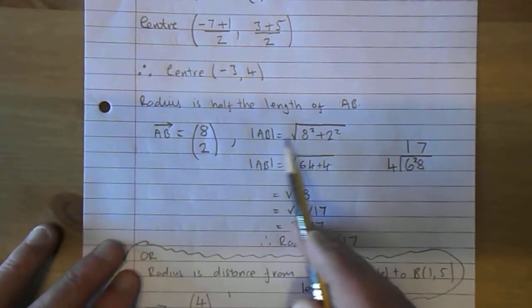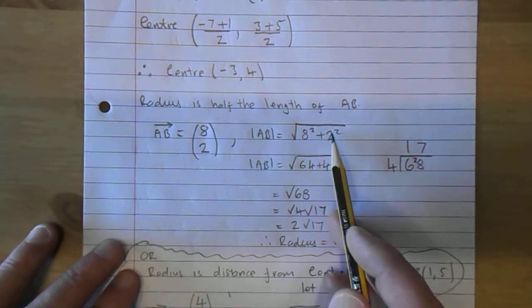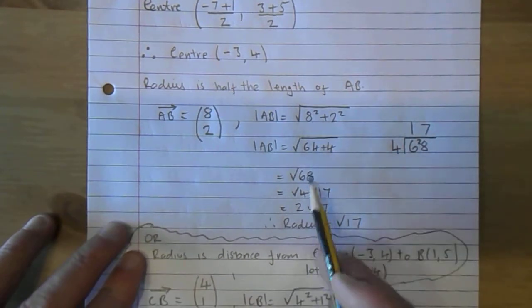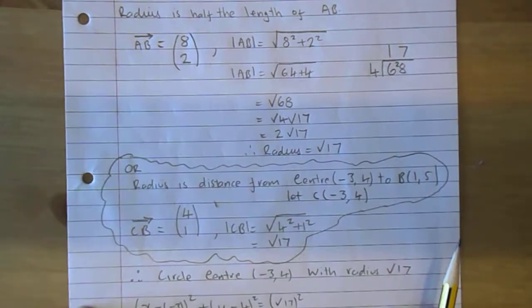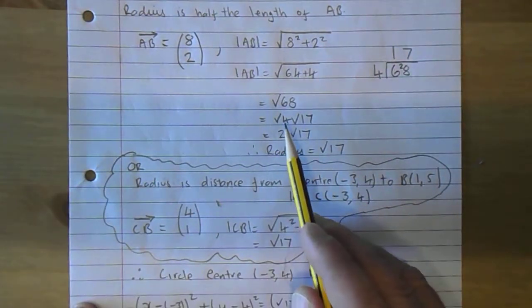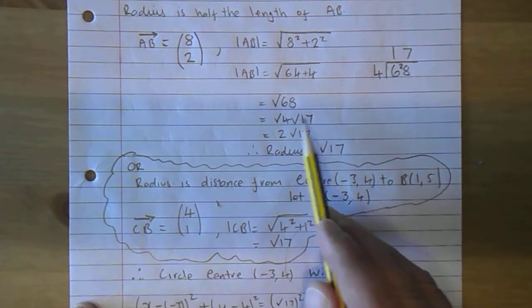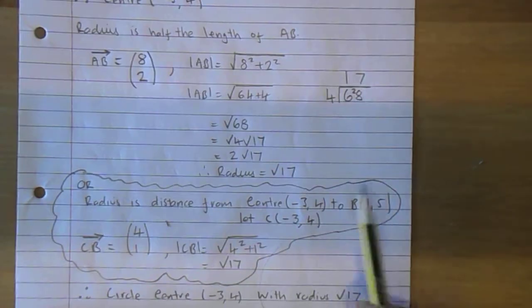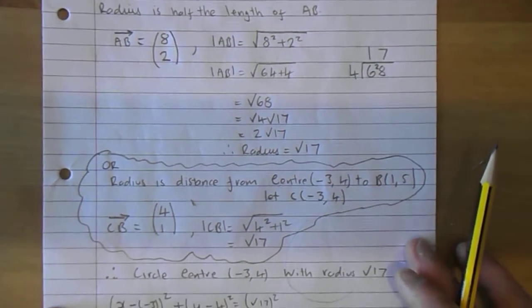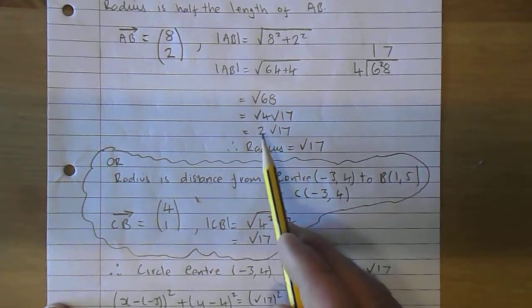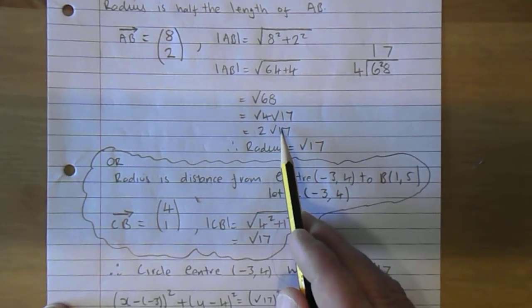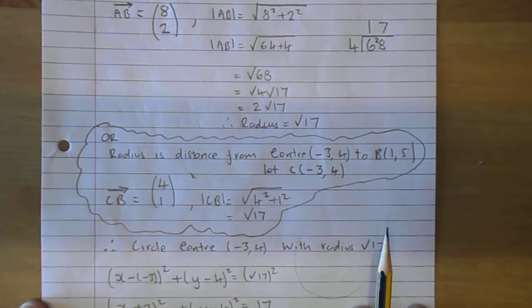So the length of AB is the square root of 8 squared plus 2 squared, which is the square root of 68. And if you remember your surds, then that is root 4, root 17, 4 17s give 68. And there's a wee sum I did over there just to check it out. The square root of 4 is 2, so it's 2 root 17. The radius is half the diameter, so it's root 17.